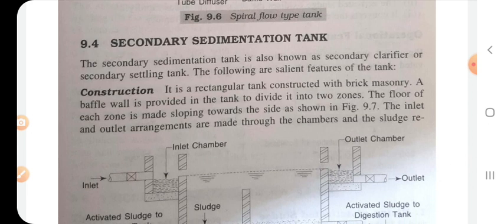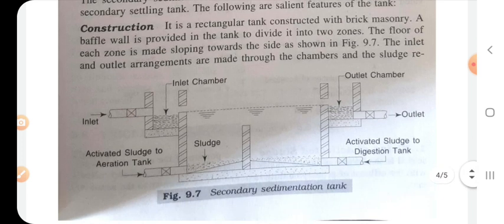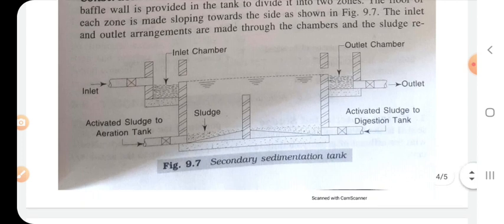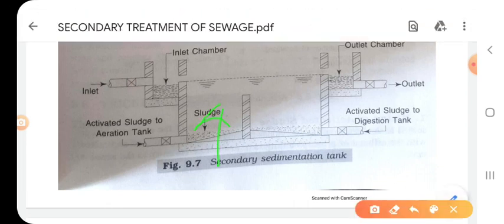Secondary sedimentation tank, also known as secondary clarifier or secondary settling tank. Construction: it is a rectangular tank constructed with brick masonry. A baffle wall is provided in the tank to divide it into two zones. The floor of each zone is made sloping toward the side. In the picture, this is the inlet, this is the first chamber and this is the second chamber.